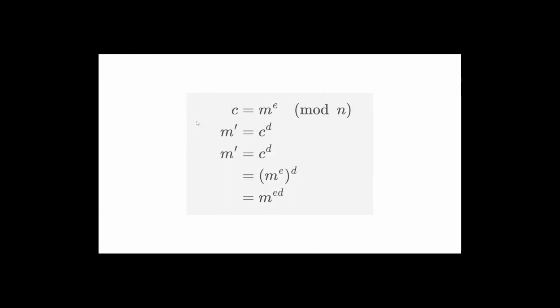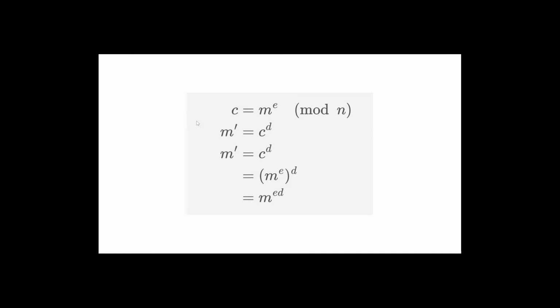So C was equal to M power E, and now we have C power D. So if we combine these two equations, we are saying that the message we are calculating, so far we're not calling it M because we want to prove that the result is equal to M. So let's call that result M prime for the moment. So let M prime equal C power D. Right? The goal is to prove that M prime is equal to M.